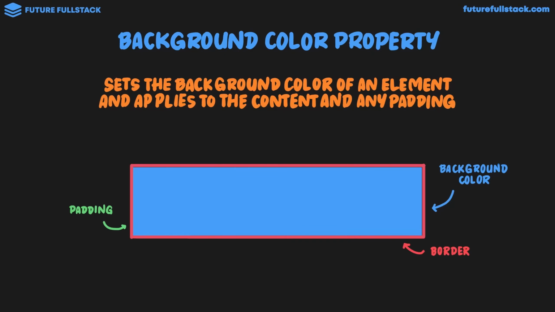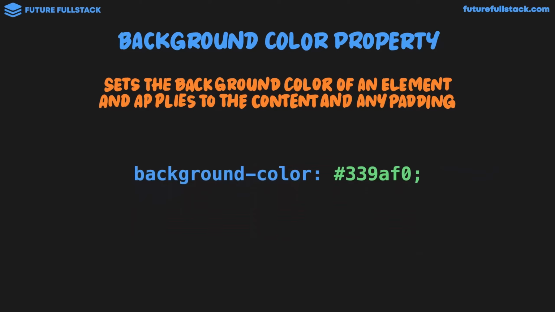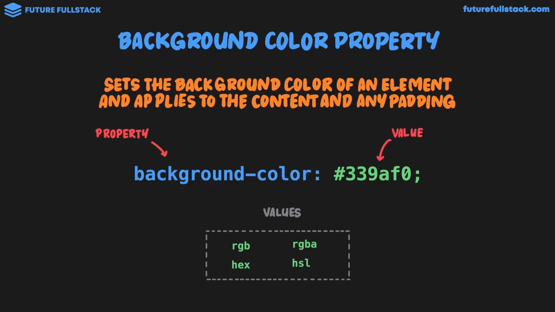So let's have a look at the background color property. Background-color is the property, and the value can be any color value. So typical values you'd see would be RGB, hex, RGBA, or HSL. And we've already spoken in depth about color earlier on in the course. Now in CSS, hex colors are the most commonly used, and we'll be using that color system throughout this course.